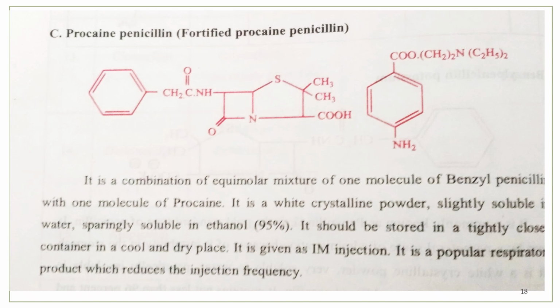And in procaine penicillin, 1 molecule of procaine is present. Actually, what's the use of this procaine? It serves as a local anesthetic. So in procaine penicillin, which is also known as fortified procaine penicillin, it is given in combination form. It is 1 molecule of benzyl penicillin and 1 molecule of procaine. So this combination is aimed at reducing the pain and discomfort associated with a large intramuscular injection of penicillin.